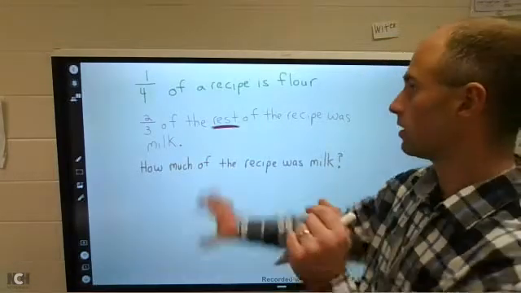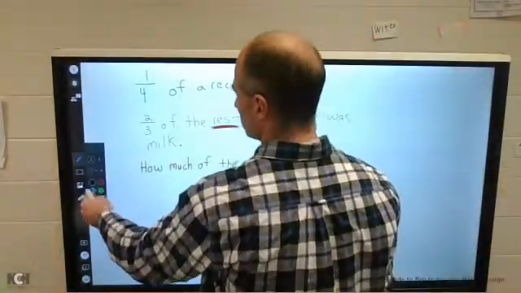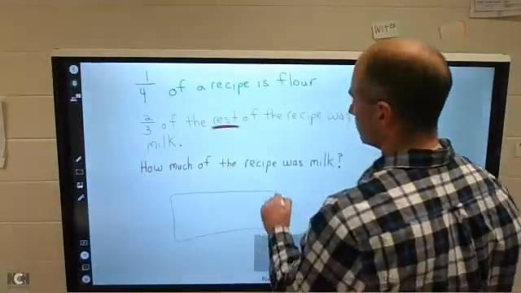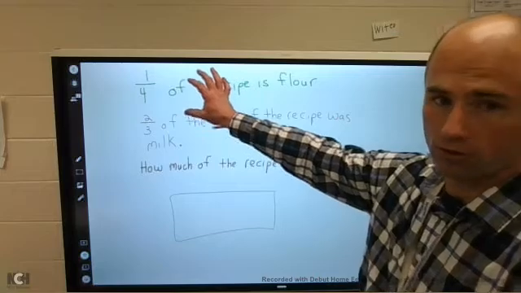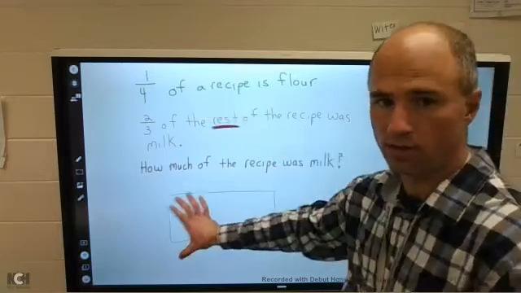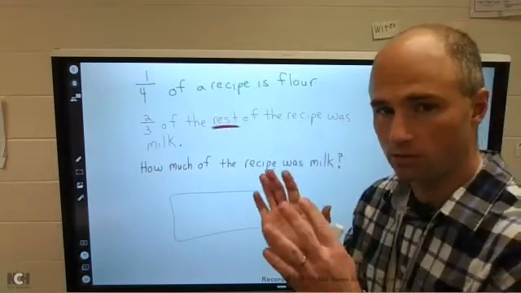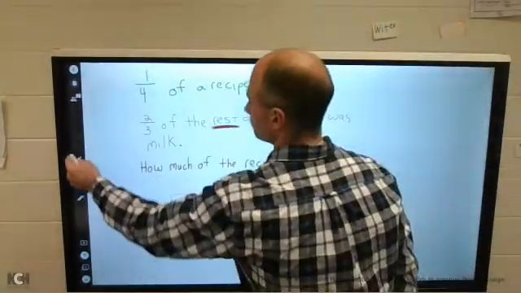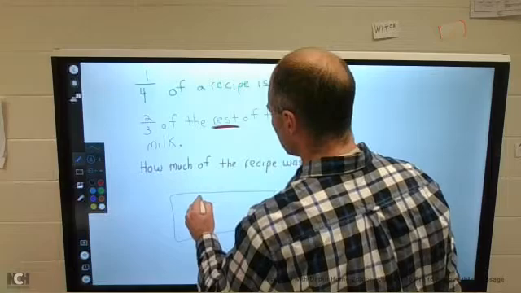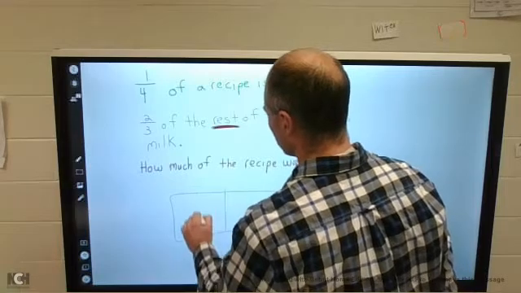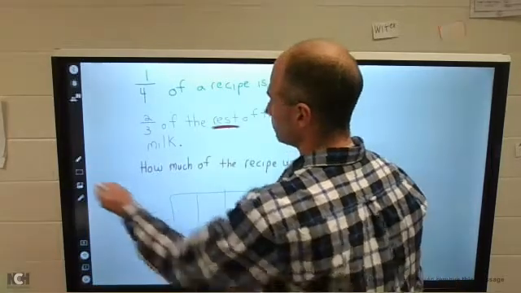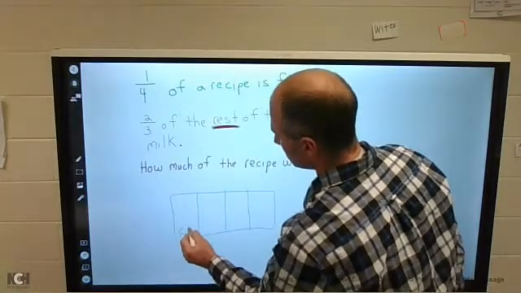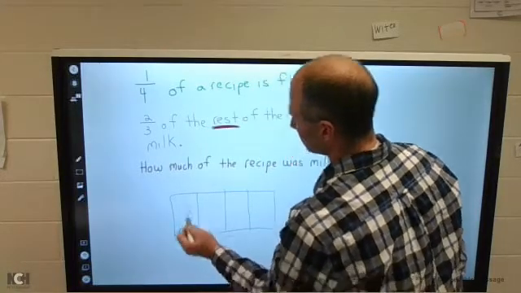Okay, so I'm going to draw this out. 1/4 of this, let's pretend this box is the recipe. 1/4 of the recipe is flour. So I'm going to break this box up into fourths. And this part here is the flour.